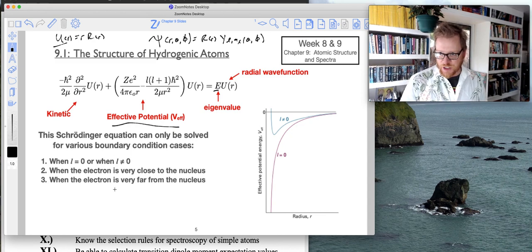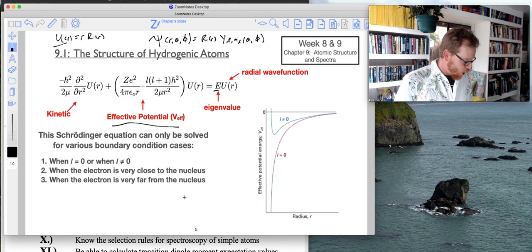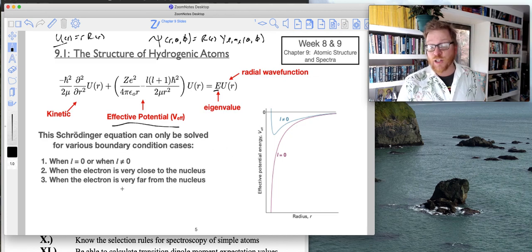So there's three conditions we're going to look at. When L is equal to 0 or when L is non-equal to 0, when the electron is very close to the nucleus, or when the electron is very far from the nucleus, okay? And it's all about the angular momentum. And that's why we have these condition-specific cases, okay?